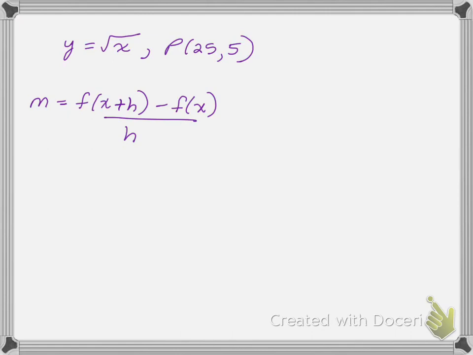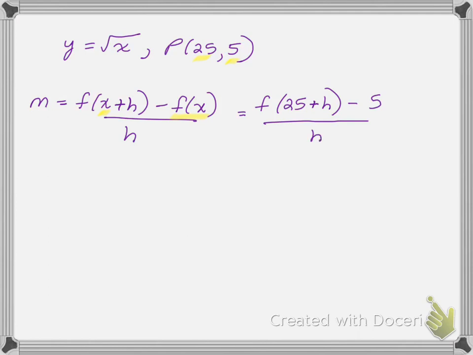So plugging in, we know that x is 25, right? So we're going to plug that in for our x. And then here, f of x is just 5. So we'll plug that in. So we have f of 25 plus h minus, and then f of x is 5, all over h.